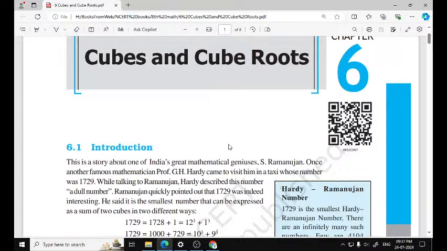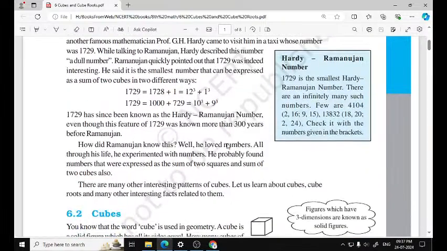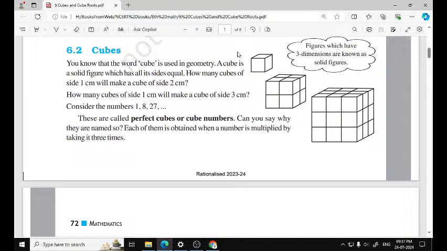Chapter 6, Cubes and Cube Roots. You know that cube is used in geometry. A cube is a solid figure which has all its sides equal.